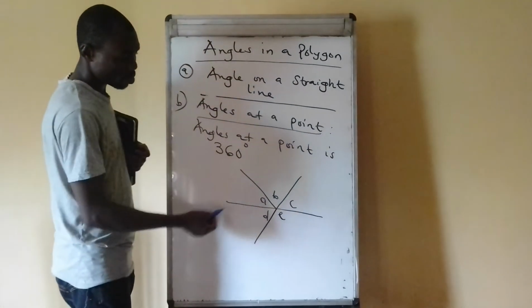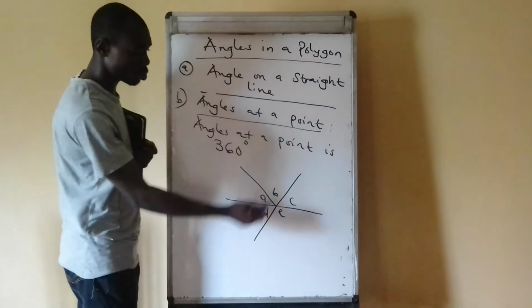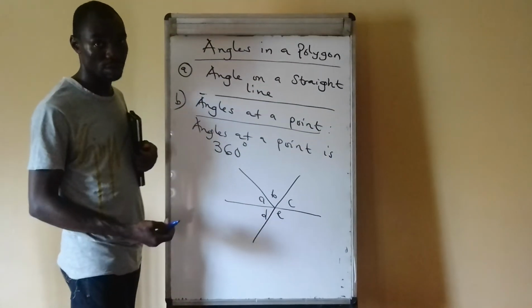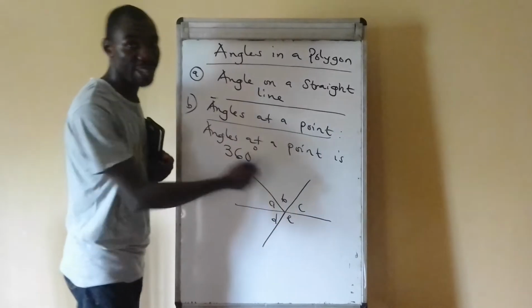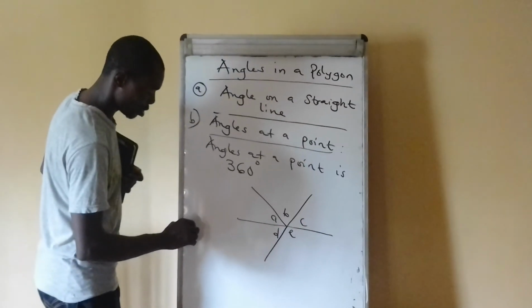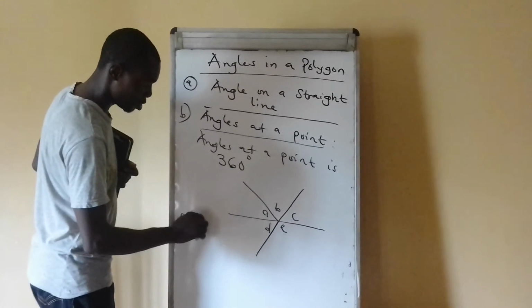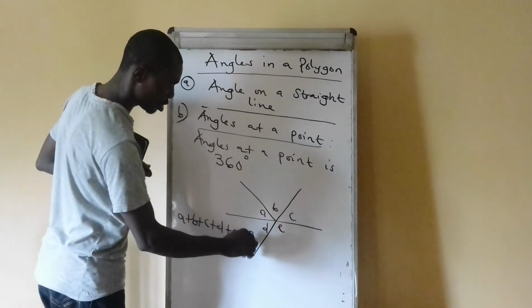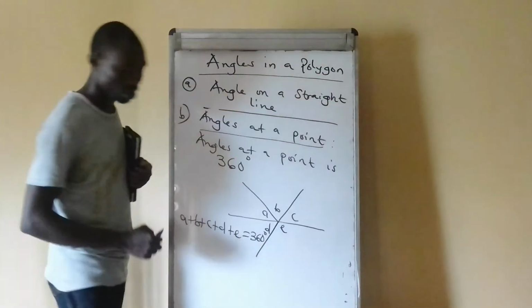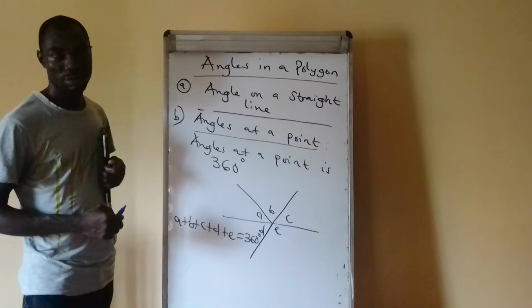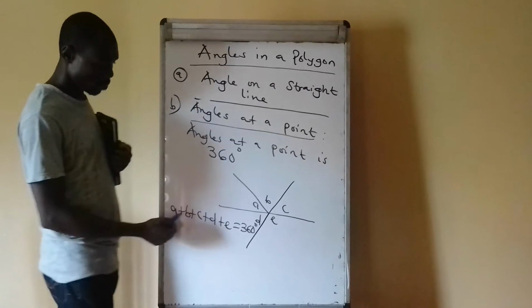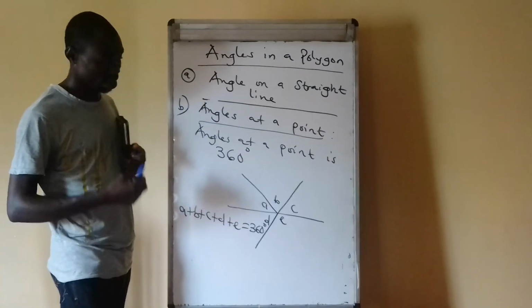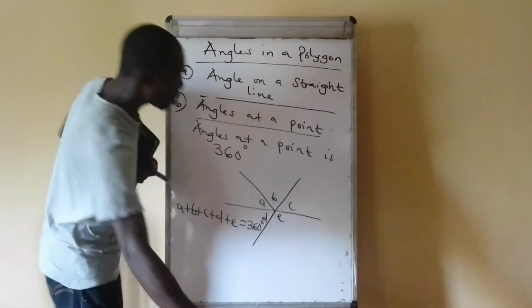Let's call this E. So you can solve this. You can break this down, and you can also solve it directly. It depends on how the question comes. For instance, let's say we want to solve it directly. That will be A plus B plus C plus D plus E equals 360 degrees. You can also decide to break it down.